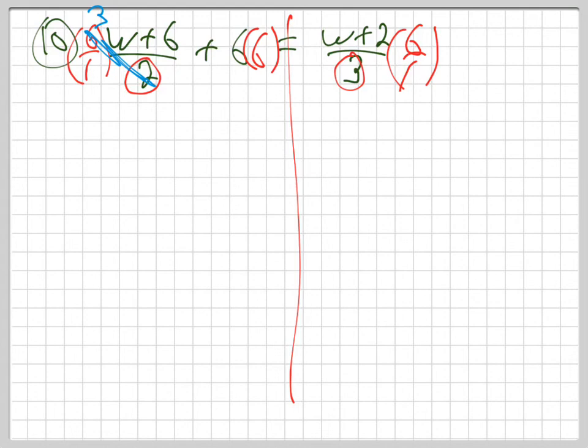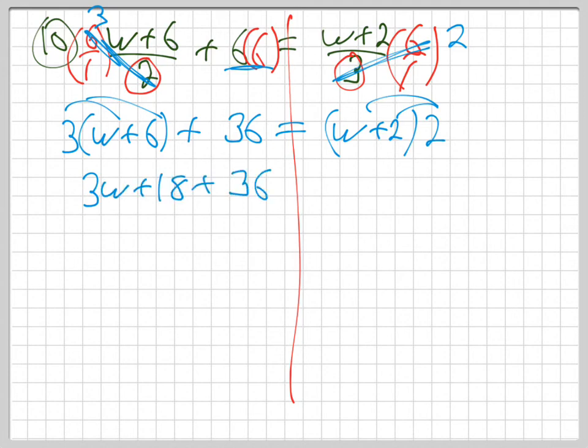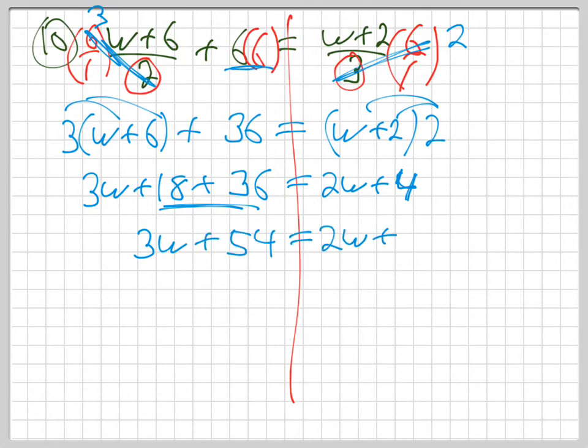Now 2 goes into 6 3 times, so 3 is going to multiply W plus 6. This is 6 times 6, 36. Here, 3 into 6 2 times. It's going to be W plus 2 times 2. That 2 is going to distribute. This 3 is going to distribute. 3W plus 18 plus 36, equals 2W plus 4. Now, add these numbers up. What is that, 54? 2W plus 4, much nicer now, no more fractions.